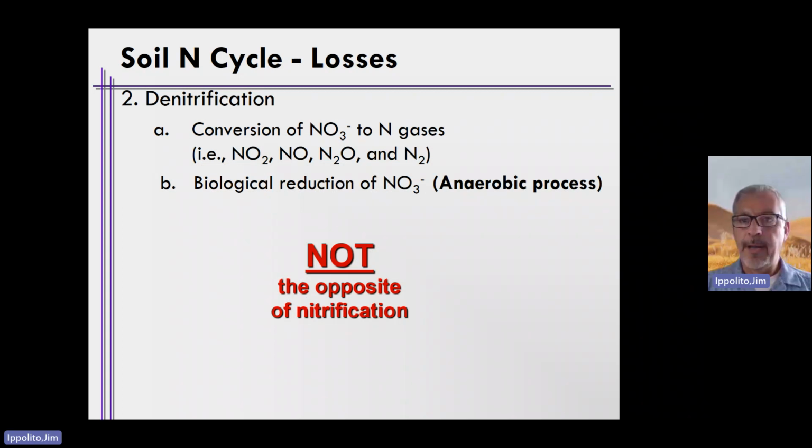Another means by which nitrogen can be lost from soils is through a process called denitrification. Now, denitrification is simply the conversion of nitrate or nitrite to nitrogen gases. So here are some examples on this slide. This is simply the biological reduction of nitrate, so reducing nitrate to a gaseous form.